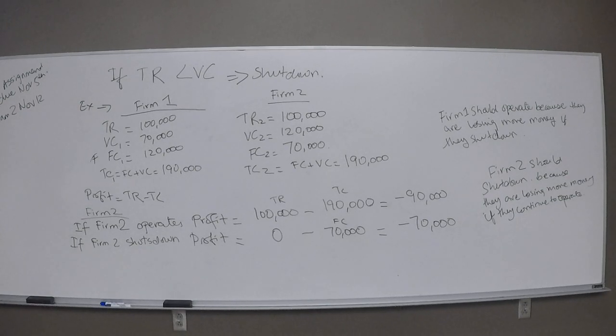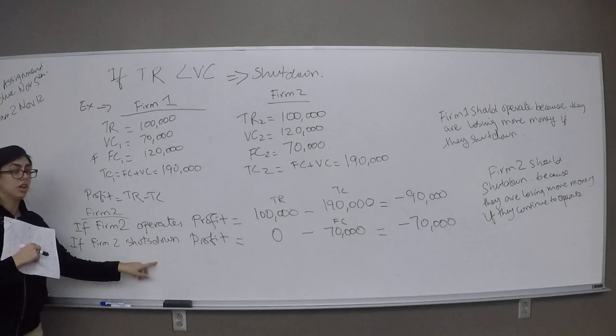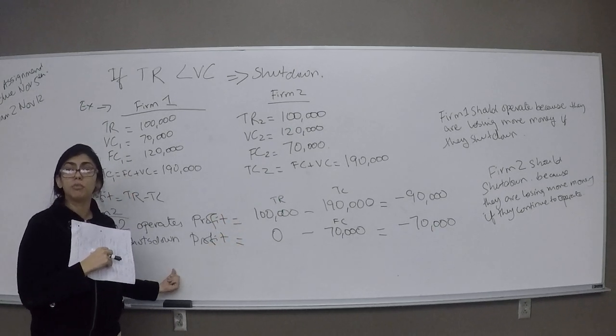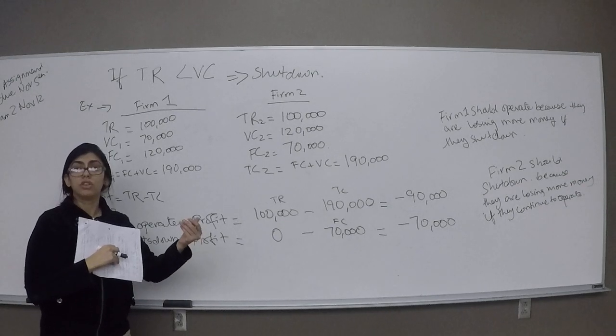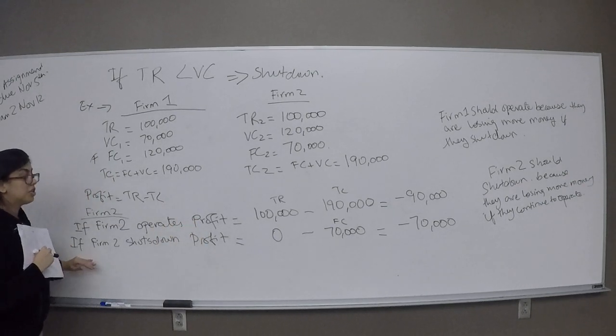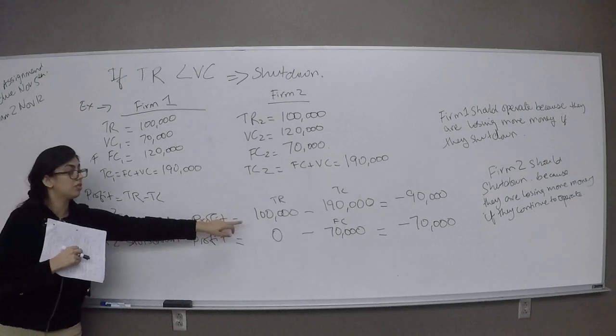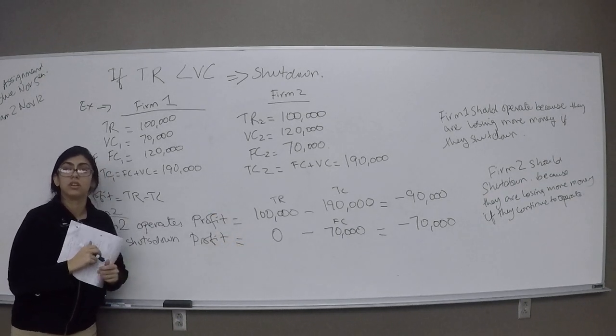Any questions on this? Yeah. How did you get 0? When the firm shuts down, the total revenue coming in is 0 because the firm is shut down. It's always 0. If the firm is shutting down, there's no revenue coming in, right? So that's why total revenue is 0.